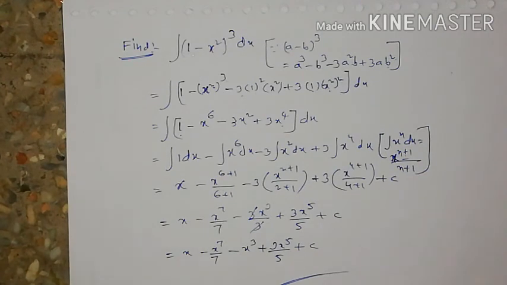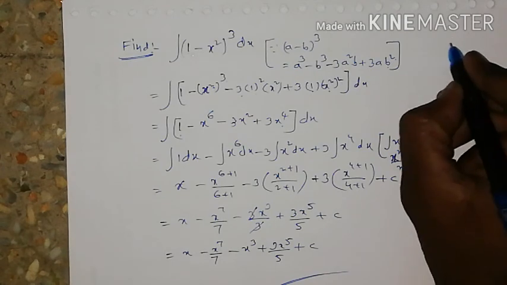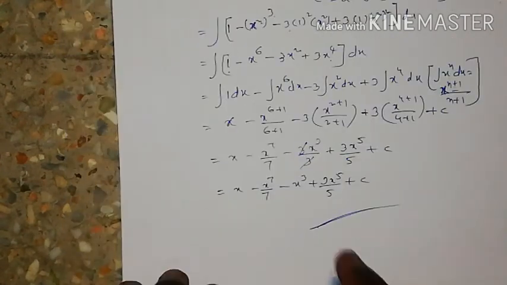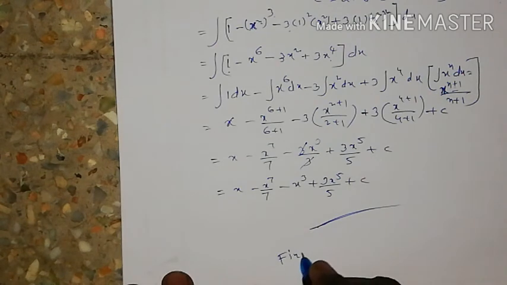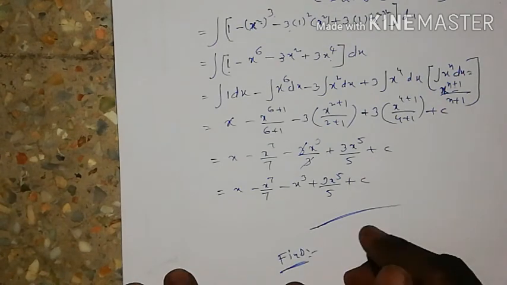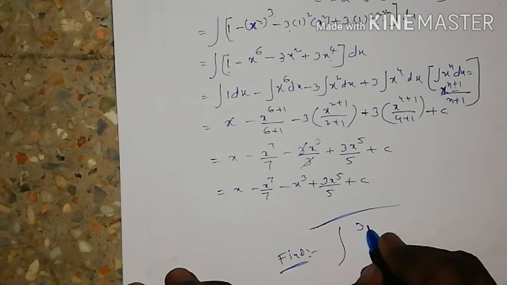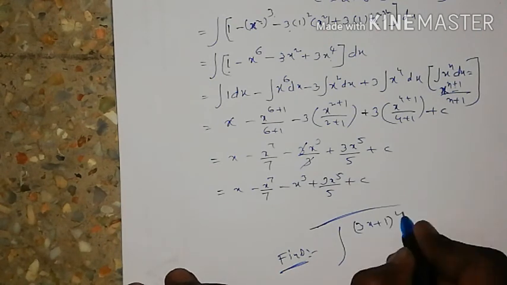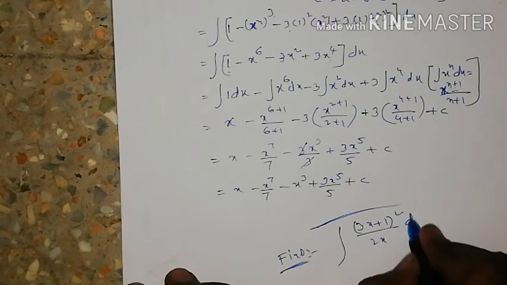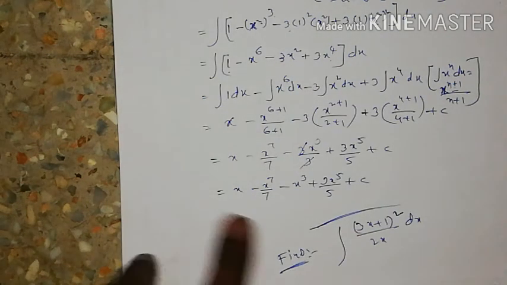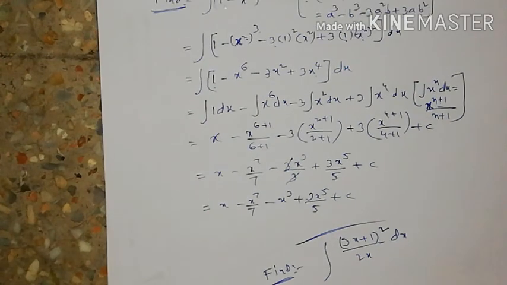So here I am giving one more problem. Try this one yourself and keep the answers in my comment box. Find integration of (3x plus 1) whole square by 2x dx. It is related to this one only.